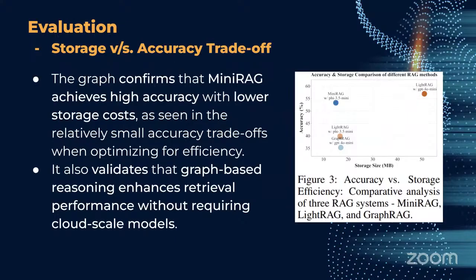So coming to the storage versus accuracy trade-off, this part is crucial because if an AI model is accurate, but it takes up too much space, it's useless for small devices. So judging from the graph, we can note that MiniRAG is the best balance between higher accuracy and lower storage usage compared to the traditional RAG.